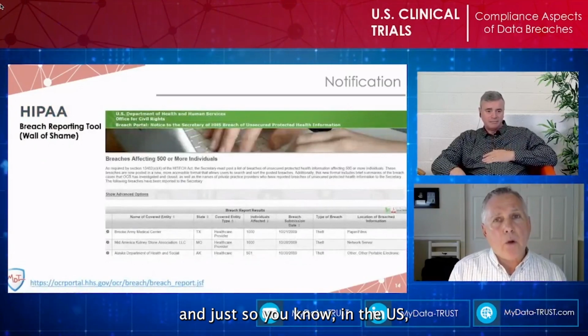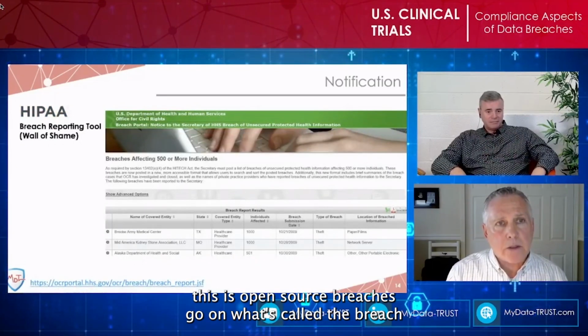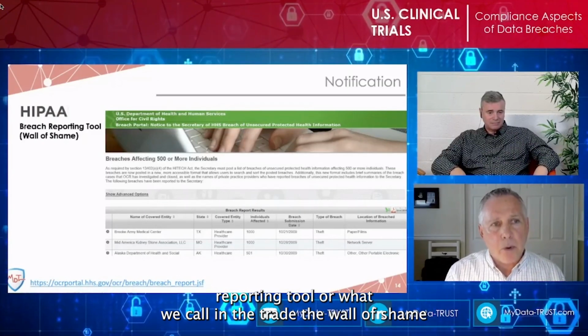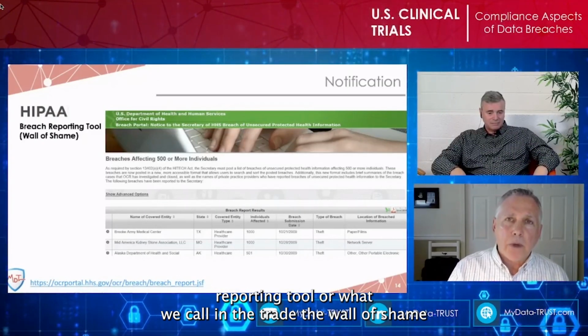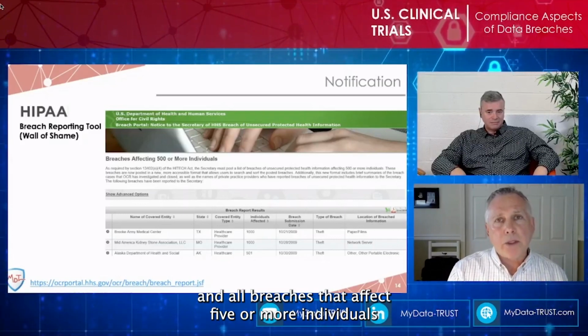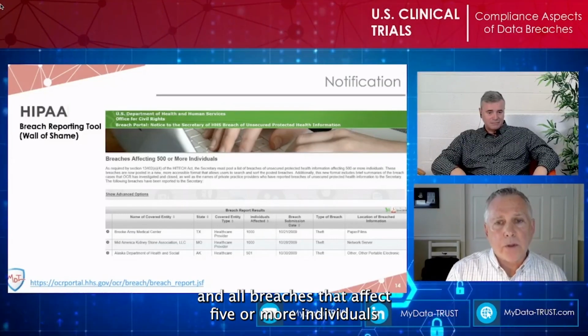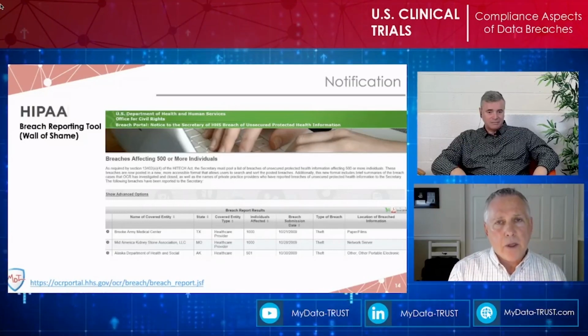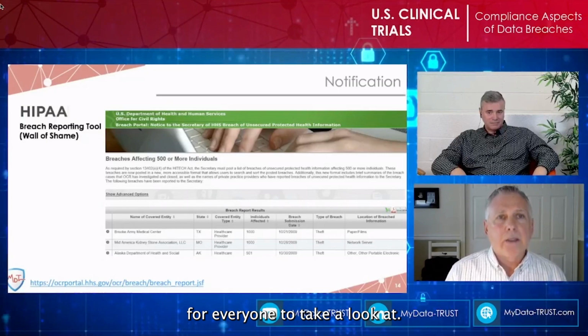And just so you know, in the US, this is open source. Breaches go on what's called the breach reporting tool, or what we call in the trade the wall of shame. All breaches that affect 500 or more individuals go onto this open source database for everyone to take a look at.